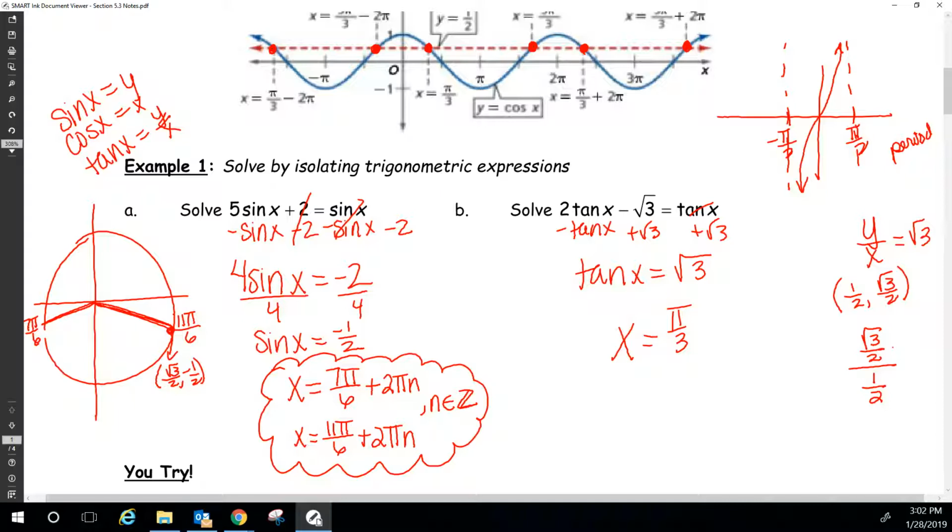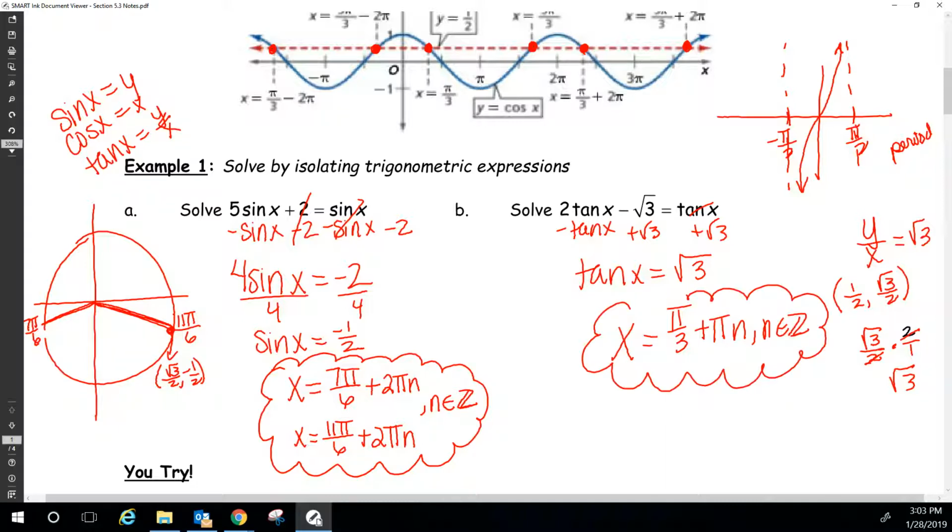To simplify this compound fraction, I'm going to multiply by the reciprocal of the denominator. And when I do that, the 2's cancel, and I just get the square root of 3. So this indeed is the one that we're looking for. It's supposed to be a check mark. So good there. And then for this guy, we're going to add pi n. Why pi n instead of 2 pi n? Because the period of tangent is pi.